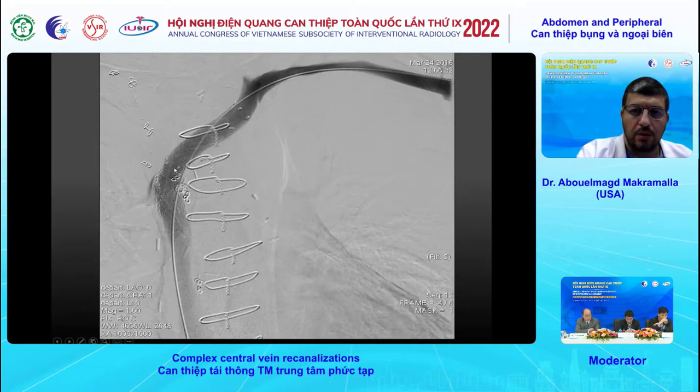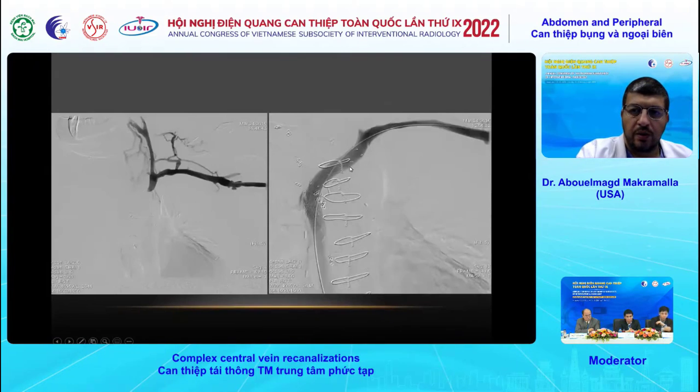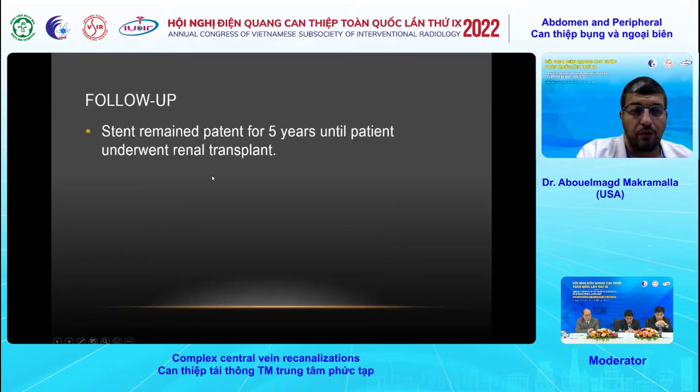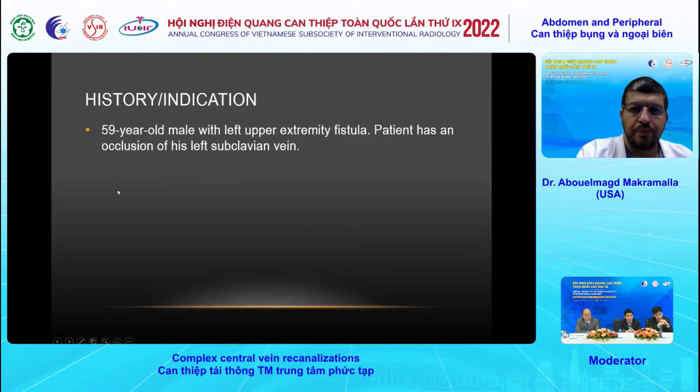As you can see, this is a combo of a Viator stent and a Fluency stent, and this was before and after the images. We were able to actually bridge this patient for 5 years using the same graft, maintaining patency of the central veins until she received a renal transplant at Cleveland Clinic.